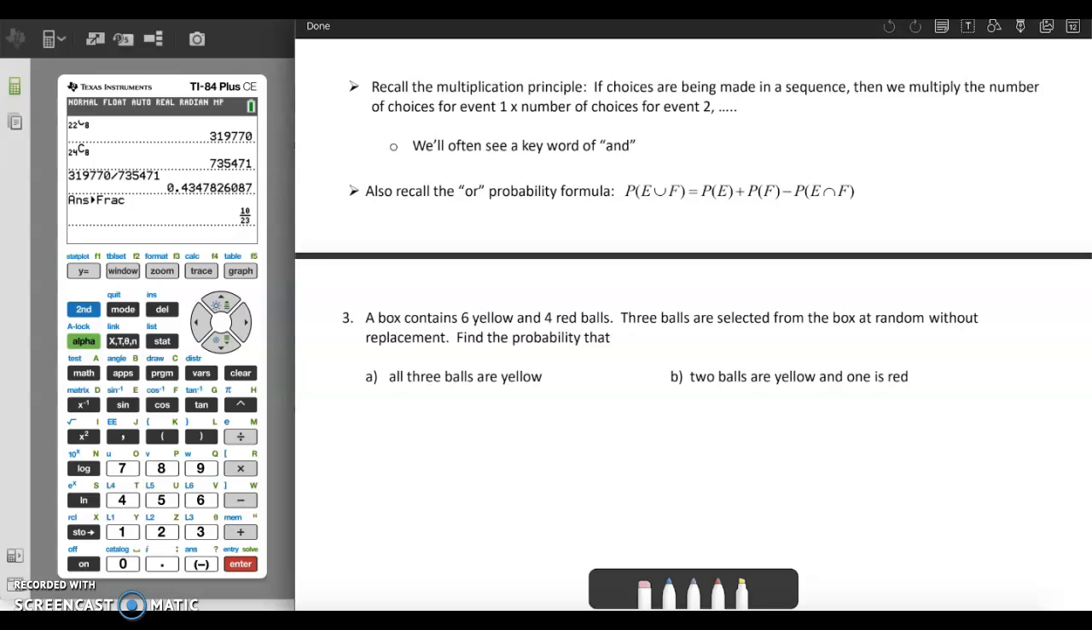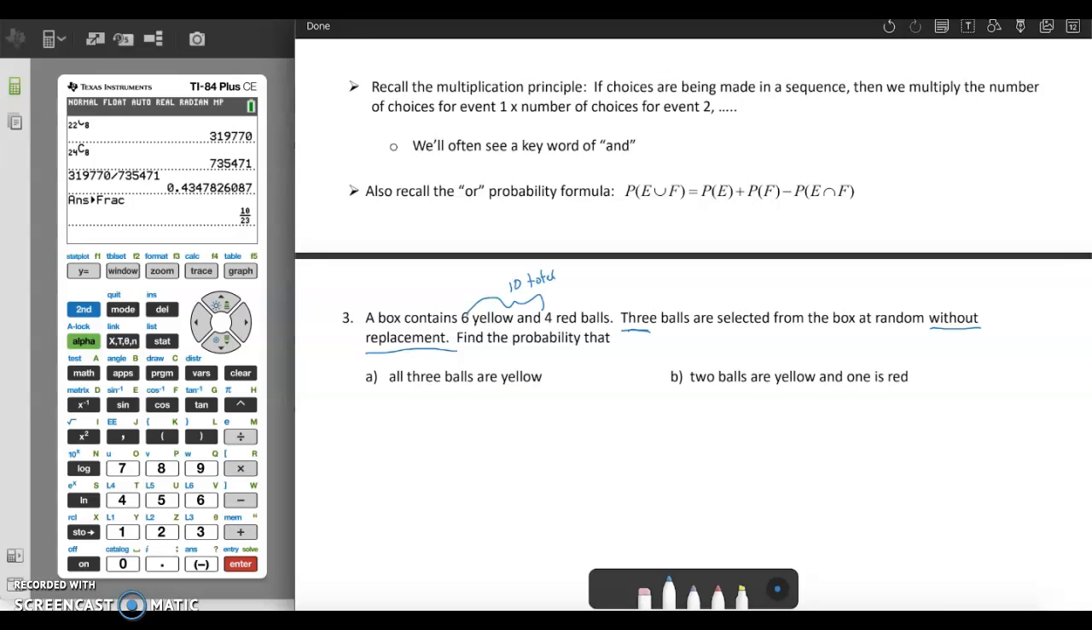A box contains 6 yellow and 4 red balls. 3 balls are selected from the box at random without replacement. Find the probability that... Okay, so really important pieces of information here are that there are 10 total balls in the box. We're going to select 3, and what's really important here is that we are not replacing them.